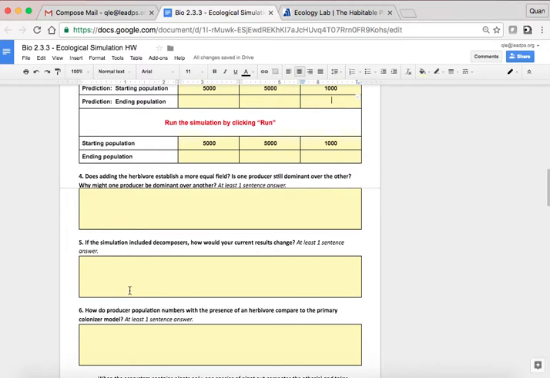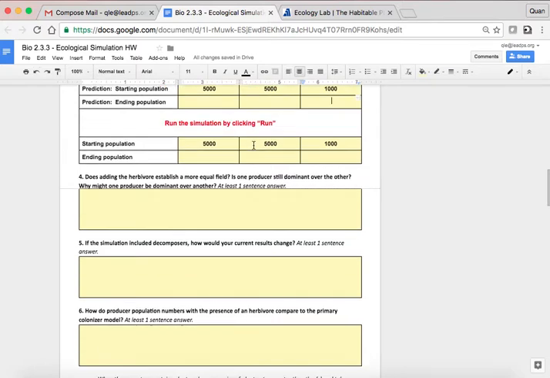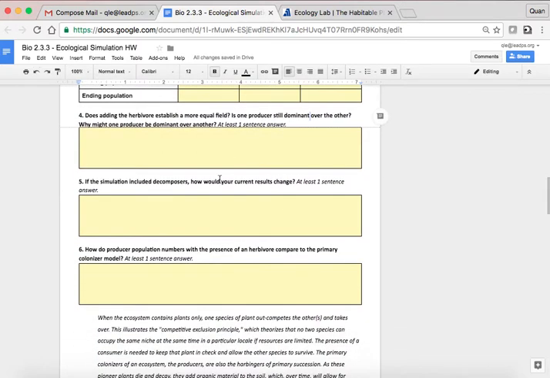Moving on to the question, does adding the herbivore establish a more equal field? Is one producer still dominant over the other? Why might one producer be dominant over another? Just answer this first part in one sentence. What happens when you add a rabbit? Does it make it easier for the other plant to survive? Is one producer still dominant over the other? Is one plant still greater in numbers than the other? Why might that be?